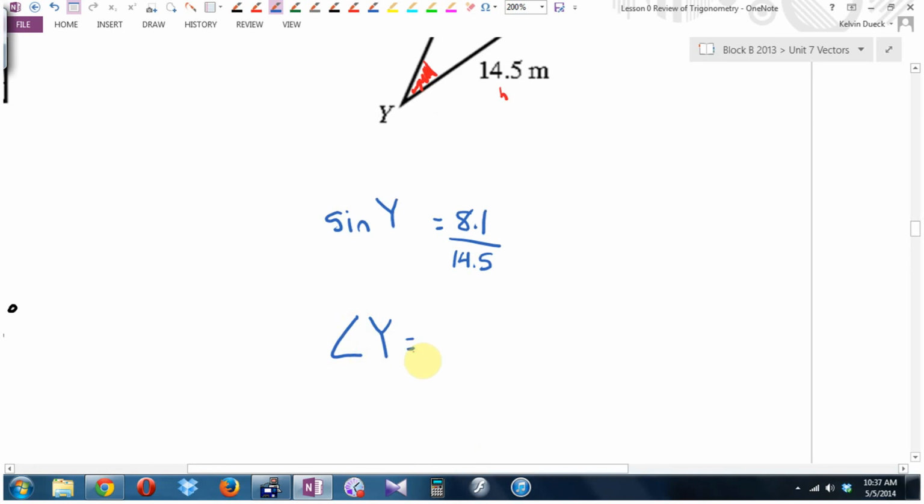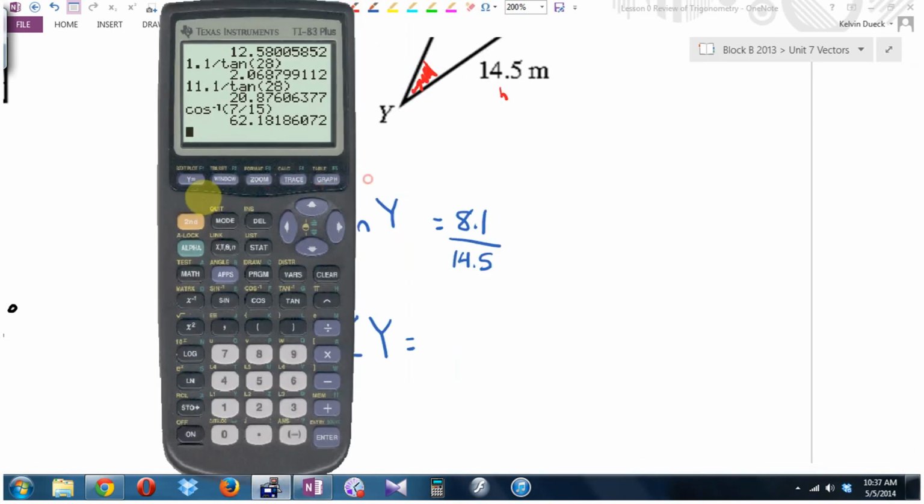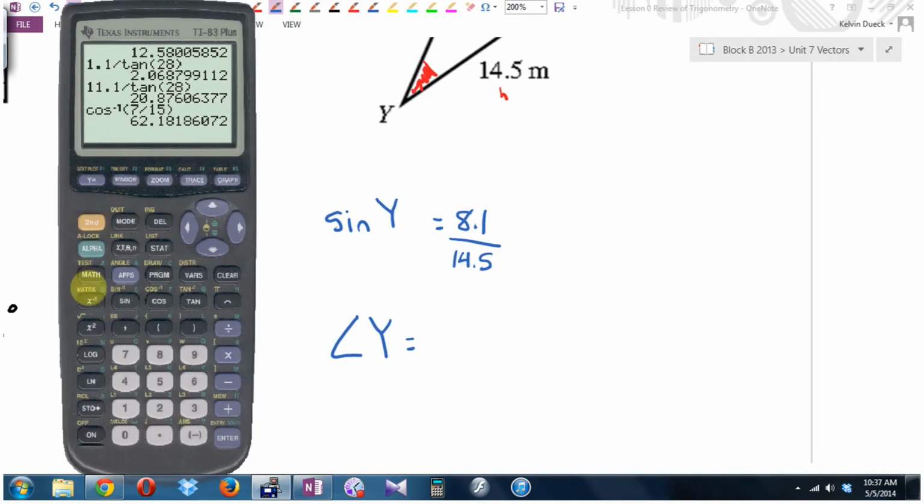And this is all calculator work. Shift, sine, bracket, 8.1 divided by 14.5, close bracket. And again, what I'm telling my calculator to do here is whatever decimal 8.1 over 14.5 is, give me the inverse or the shift or the second function sine of that. Give me the angle that came from. And you can do it all in one step, Chris. What do you get? 33.96, I guess 34 degrees.